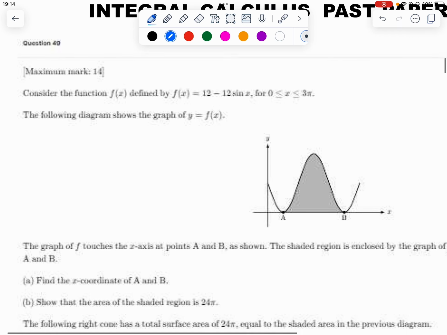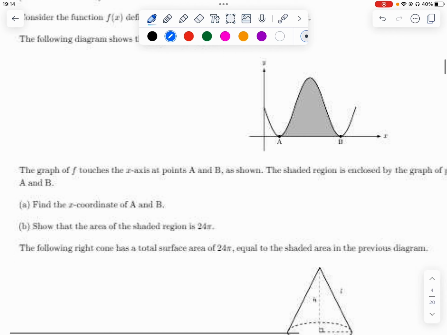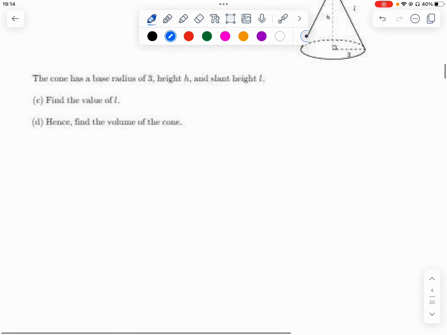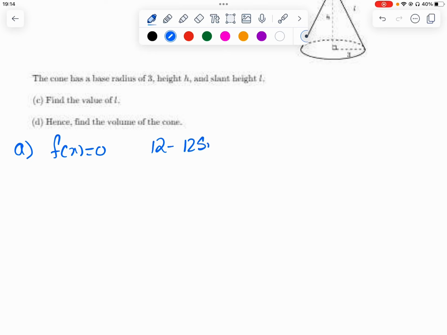Consider the function. The following diagram is the function y equals f of x. Find the x coordinates of A and B. How do I find the x coordinates of A and B? Wherever f of x equals 0. f of x equals 0 means 12 minus 12 sine x equals 0.